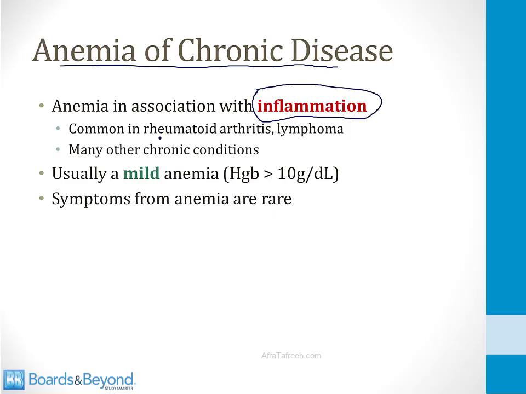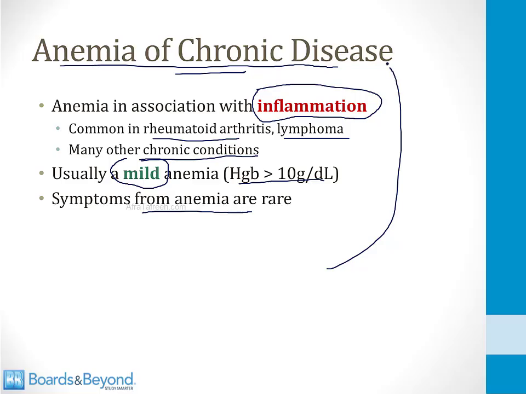It's common among patients who have rheumatoid arthritis and also lymphoma. It's also seen in many other chronic conditions, and that's how it gets its name. The most important word to remember in association with this disorder is the word mild. This is usually a mild anemia. The hemoglobin usually remains above 10, and symptoms from anemia are very rare. If you read a question stem that describes a patient with a severe anemia that is highly symptomatic, it's extremely unlikely they are discussing this disorder. This is usually picked up incidentally on routine blood work.